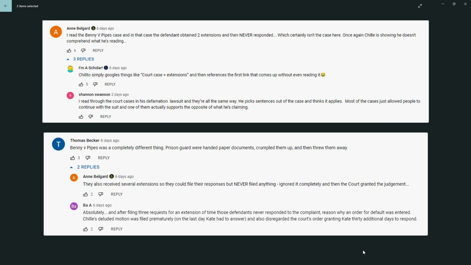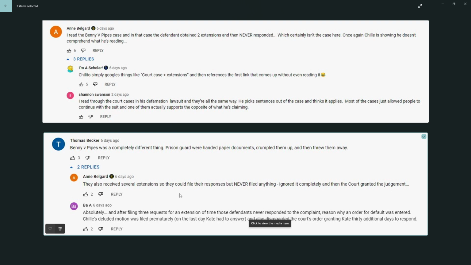You guys need to do your math right. And actually, if you guys don't even want to read on how to calculate time in the legal system, there are many calculators online. Just Google it. And also disregard the court's order granting Kate 30 additional days to respond. So, as far as I know, Chili had not yet received even a copy of Kate's. Oh, wait. Actually, we're going to get into that in a minute. He did receive her letter. He had not received an order on that letter yet.